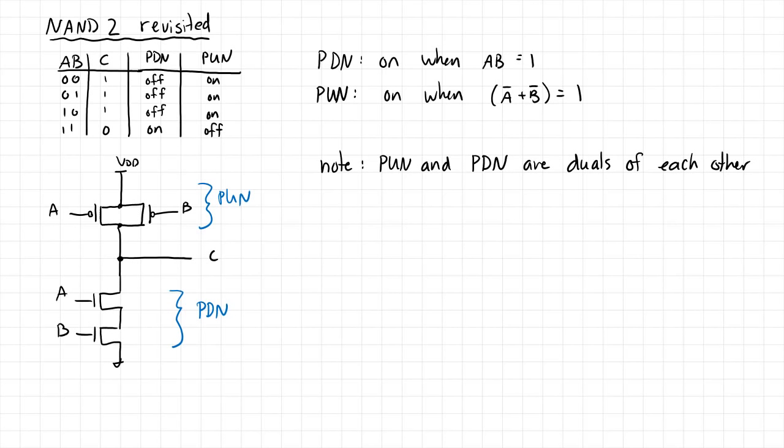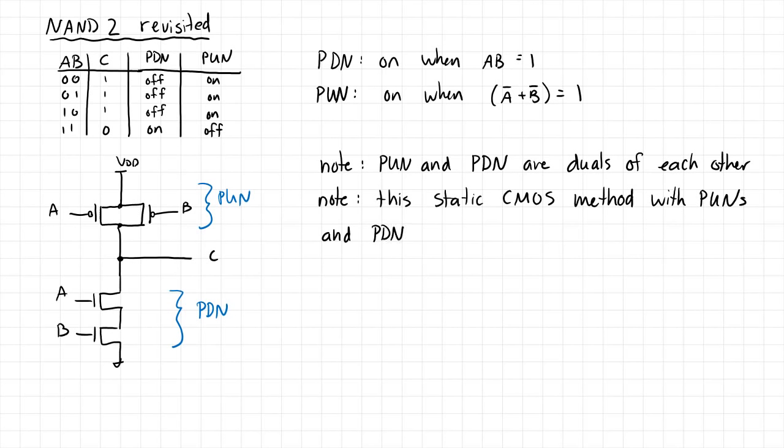And it's actually quite interesting. We can get into some graph theory and show how they really are duals and so on and so forth. Note number 2. This static CMOS design method, with pull-up networks and pull-down networks, can only implement inverting functions.